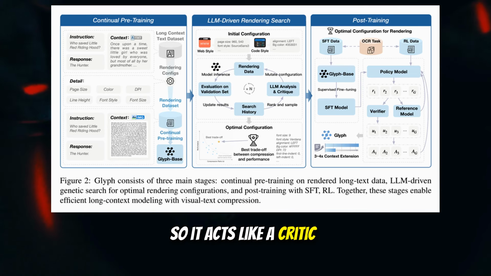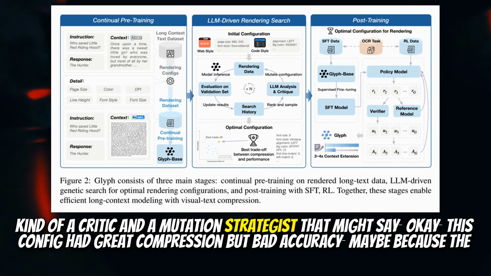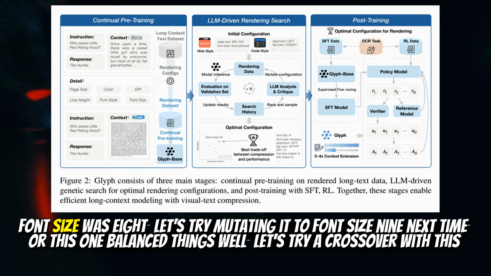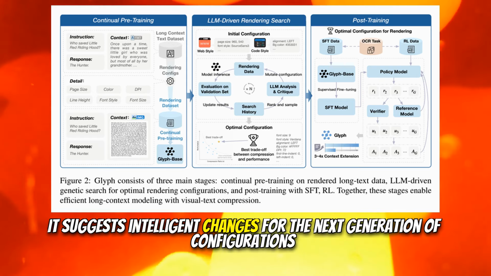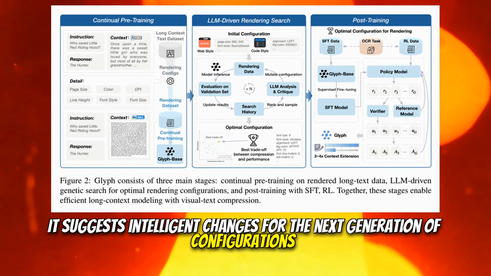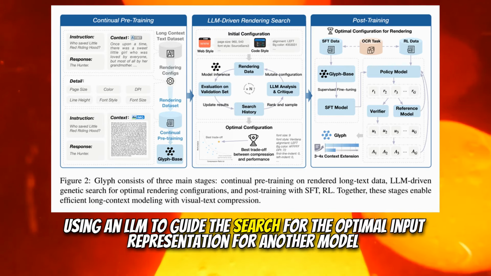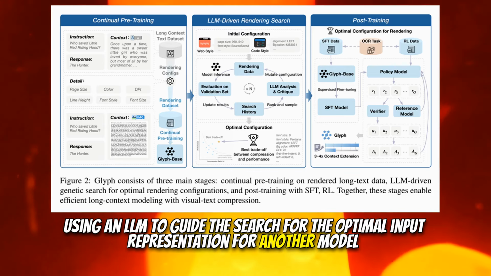So it acts like a critic. Kind of a critic and a mutation strategist. It might say, okay, this config had great compression but bad accuracy, maybe because the font size was 8. Let's try mutating it to font size 9 next time. Or, this one balanced things well, let's try a crossover with this other good one. It suggests intelligent changes for the next generation of configurations. Using an LLM to guide the search for the optimal input representation for another model.